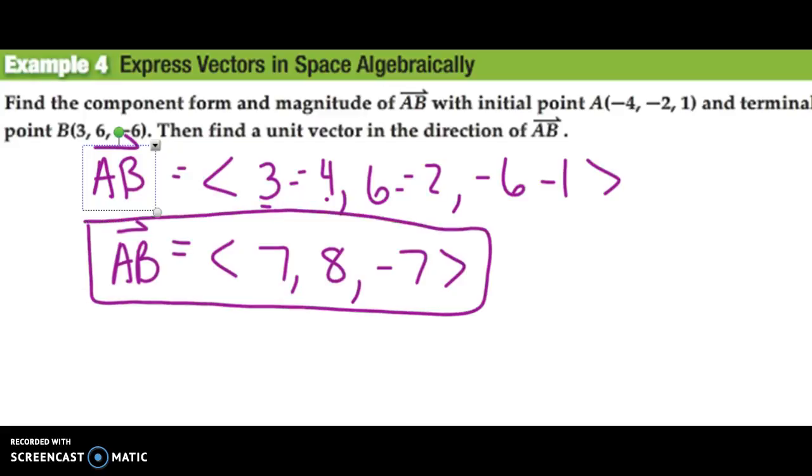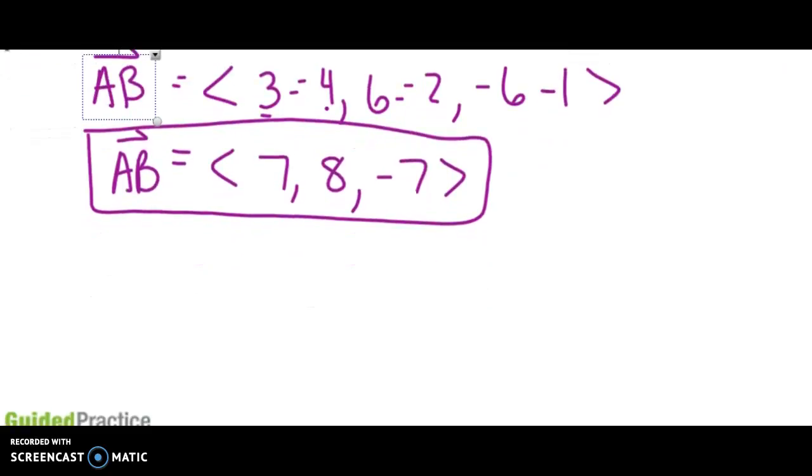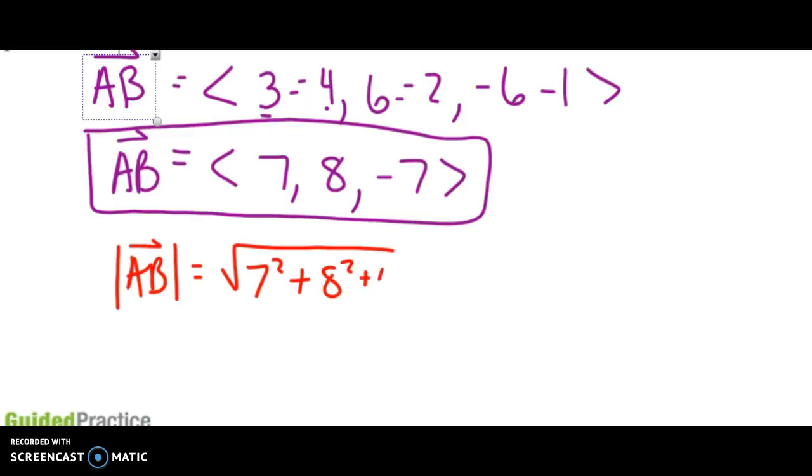Now the next thing it said to do is to find its magnitude. So remember how we find magnitude: the magnitude of AB is the square root of 7 squared plus 8 squared plus -7 squared. Okay, I put that into my calculator. 7 squared is 49, 8 squared is 64, and -7 squared is 49 again. Square root of that ends up being approximately 12.7. So my magnitude is 12.7.